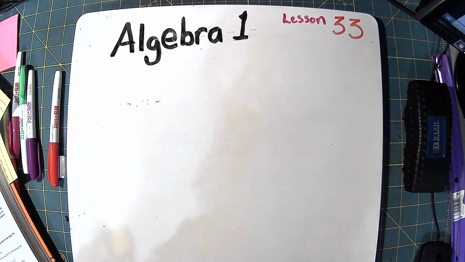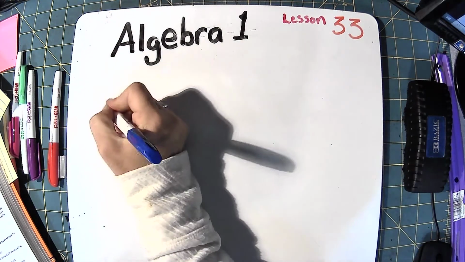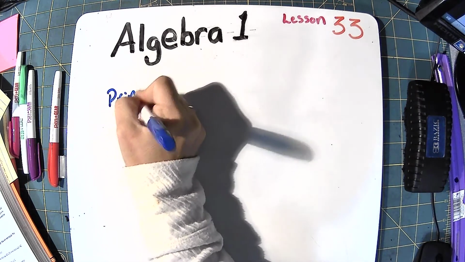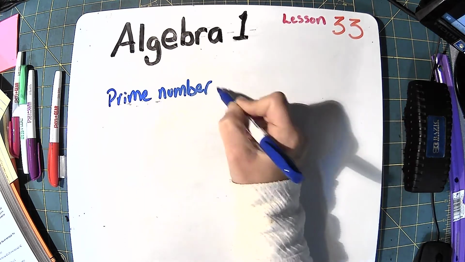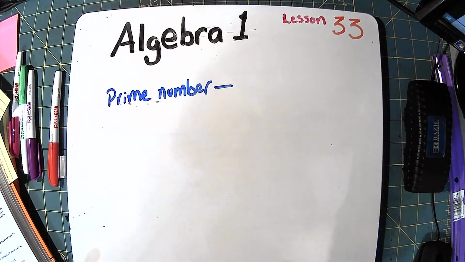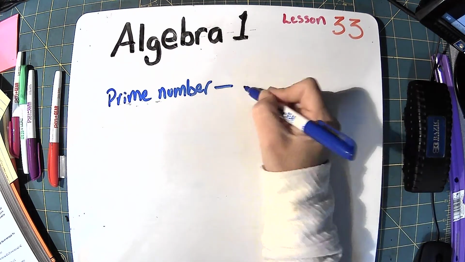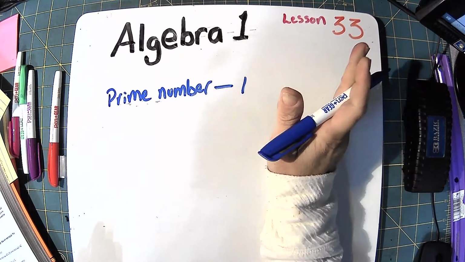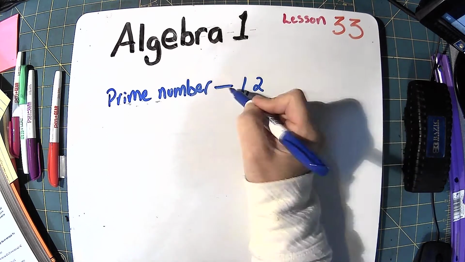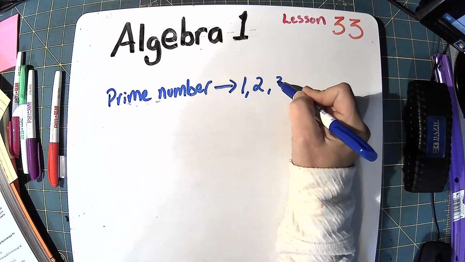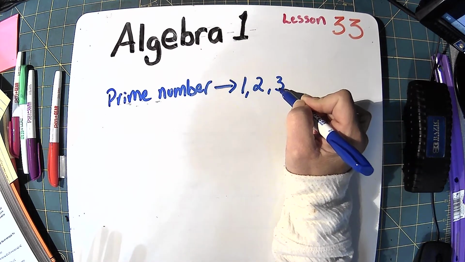I like factor trees. So, when we're talking about prime numbers, that's going to be a number that only has itself and 1 as a factor. So 1's a prime. We can't divide that into factors of other numbers. 2 is a prime. 3 is a prime number. No factors multiply together to make 3.